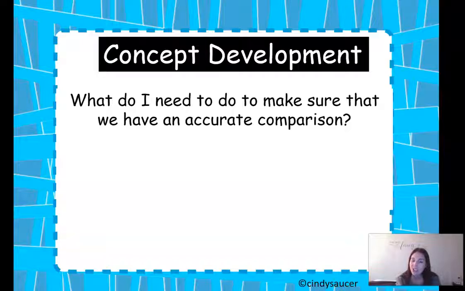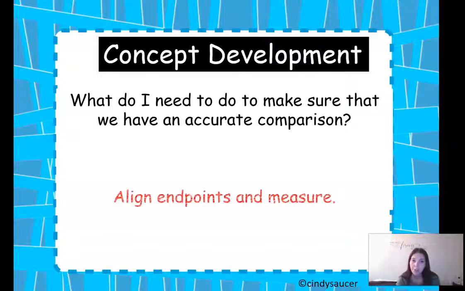What do I need to make sure I do to have an accurate comparison? We talked about it in our last video. We have to make sure we align the end points and then measure. So remember in the last video, I showed you that the ends have to line up and be the same. You can't have two things that are not lined up, because then you can't measure it correctly.